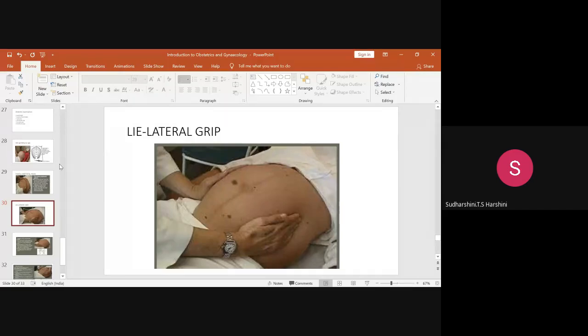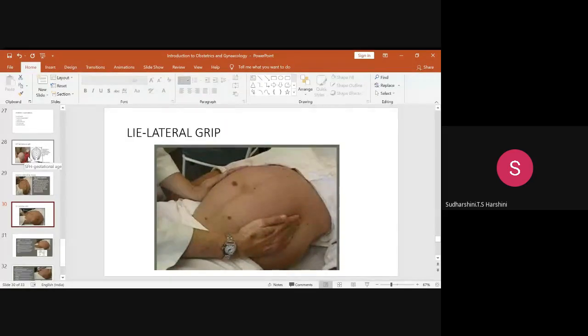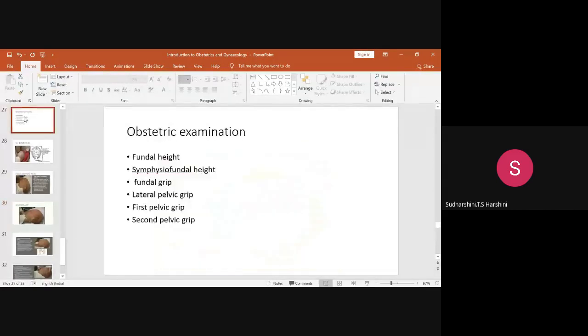So you have to get the consent of the patient. Ask the patient to empty her bladder, lie in supine position with her knees semi-flexed. After this only, you should proceed to obstetric examination. Fundal height, symphysis fundal height, fundal grip, lateral pelvic grip. Till this we have seen.